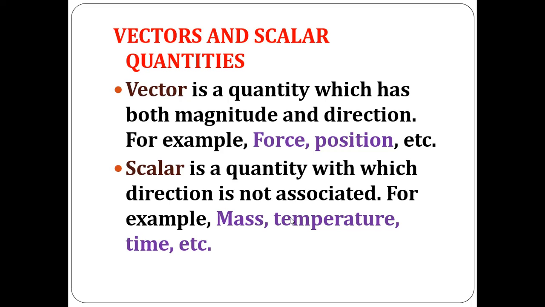Understood, children? So vector quantity is a physical quantity which has both magnitude and direction. Examples are force, position. Scalar is a quantity with which direction is not associated. Examples: mass, temperature, time.